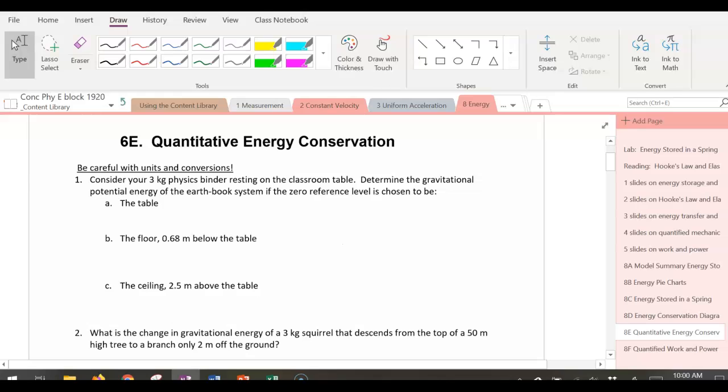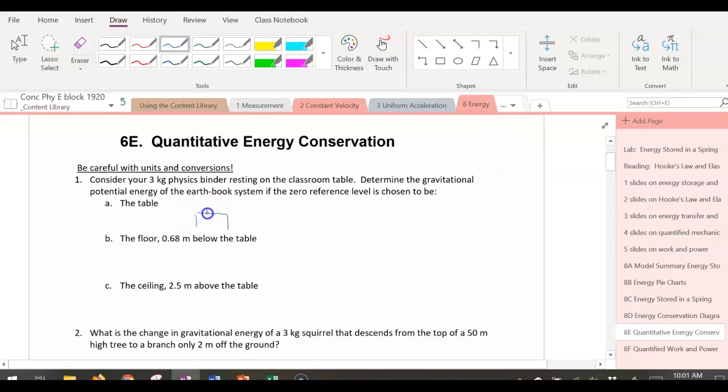And the purpose of this problem number 1 is to just talk about how important it is to understand our reference for zero gravitational potential energy, which generally we take to be the floor or the ground where we are. Okay, so we have the first scenario of the physics binder.